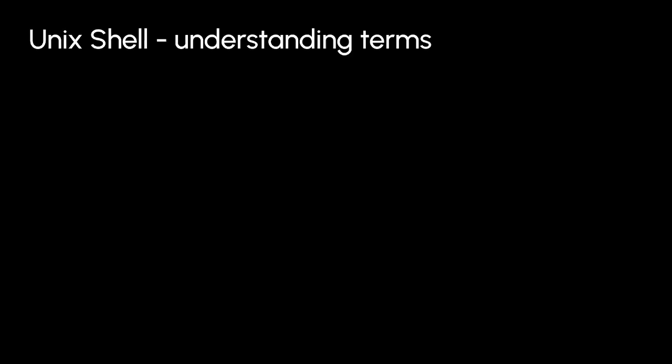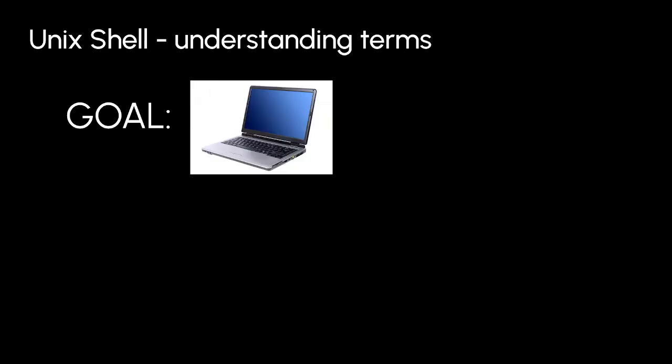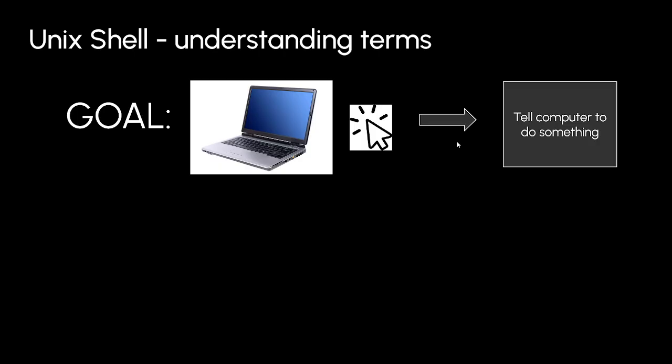So the Unix shell, first of all, let's understand the terms. What are we even trying to do with the Unix shell? Normally when you're interacting with the computer, you have your computer, right? And you have your interaction, which is your mouse click, and your goal is to get the computer to do something.